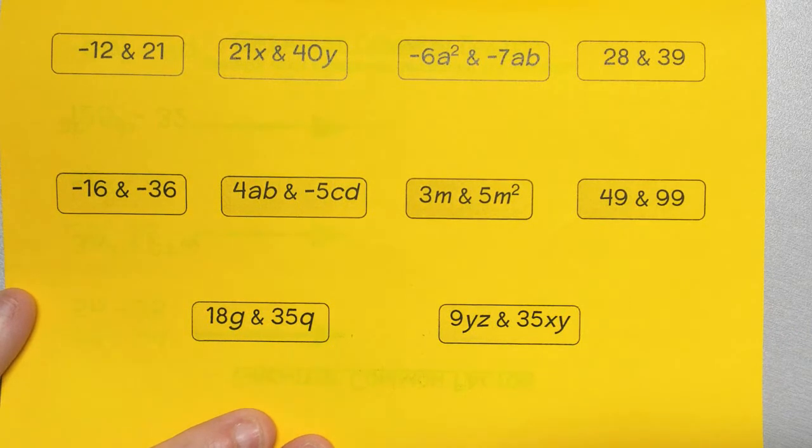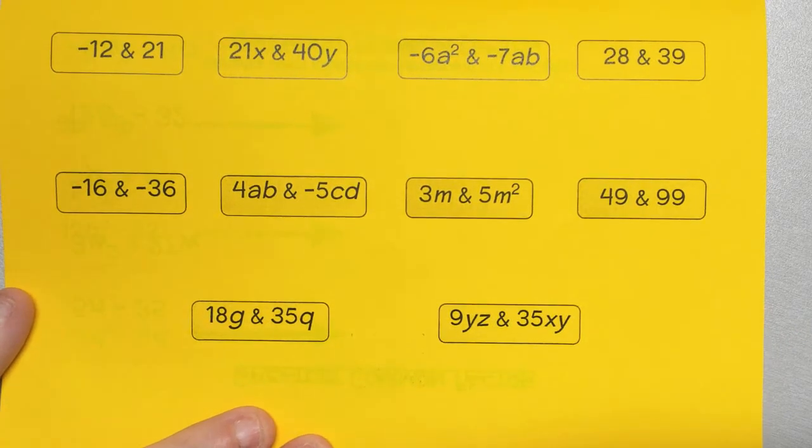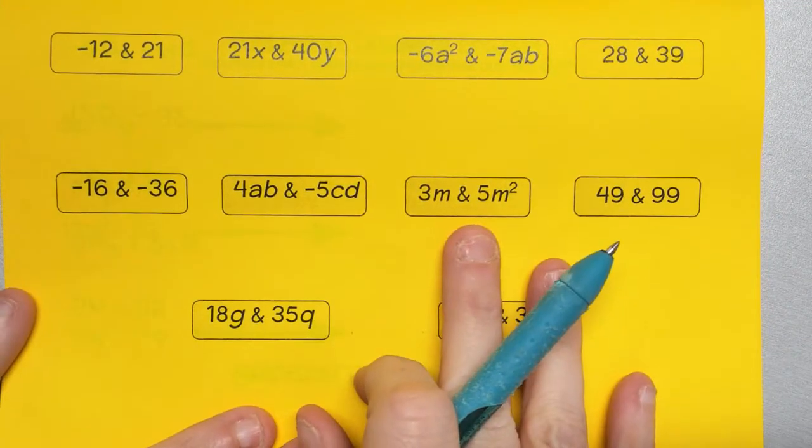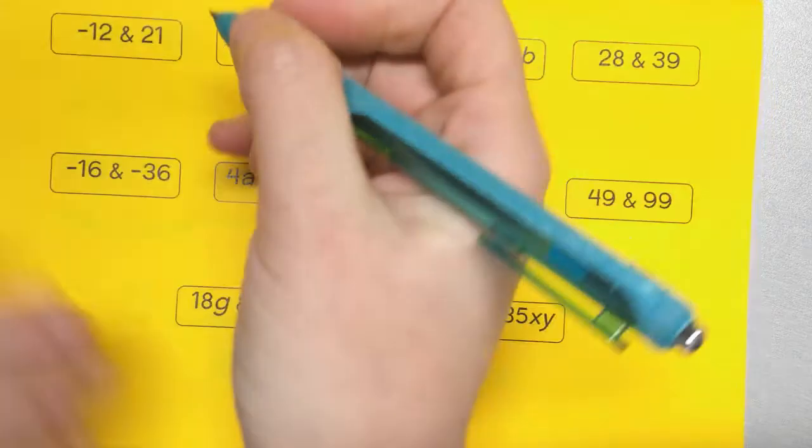It's almost exactly like the dividing polynomials we did. We expand and cancel, except we're not going to cancel. Right now, we're just trying to find out what they have in common. We're trying to find out what we could cancel. Okay? So let's look at this one.